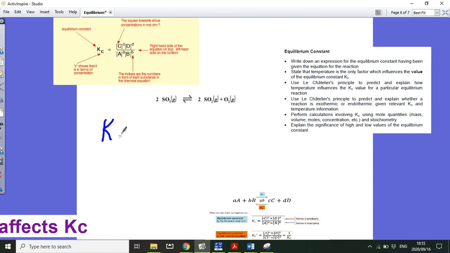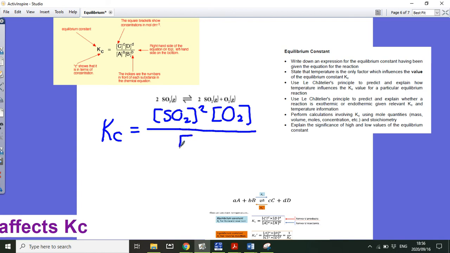So if I was going to write down the Kc value for this one, remember, we use square brackets for concentration of the product. So the first product is SO2. So concentration of SO2 to the power 2, times, please times not plus, the concentration of O2, because it's a ratio, guys. Concentration of O2, and there's no coefficient because there's just a 1, over the concentration of my reactants, which is SO3 to the power 2.